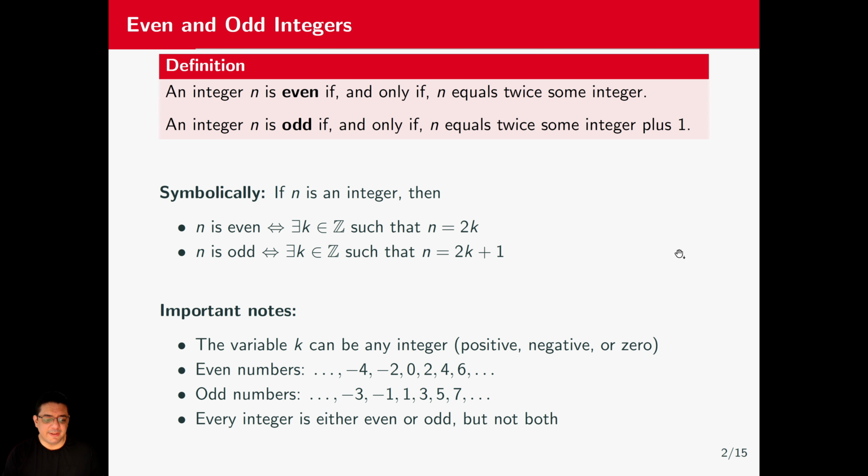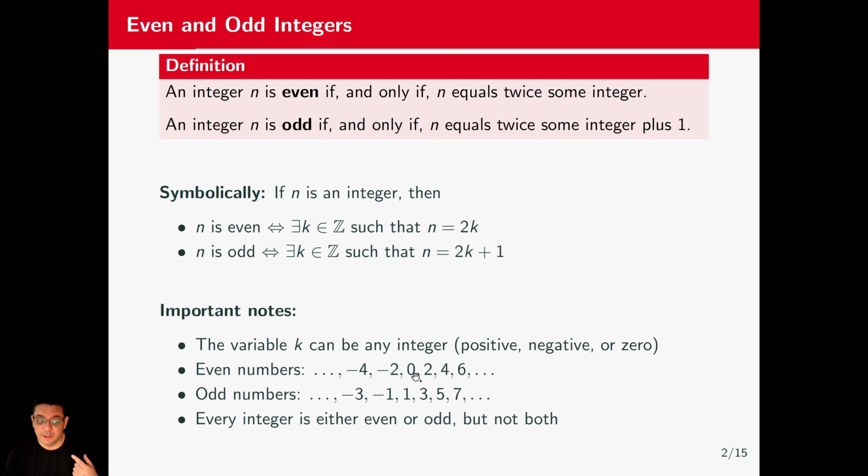Now notice that the variable k can be any integer, and we can have some examples here. Even numbers: -4, -2, 0, 2, 4, 6. Odd numbers: -3, -1, 1, 3, 5, 7, 9, and so on. Every integer is going to be even or odd, but never both. So it's going to be in one camp or the other.